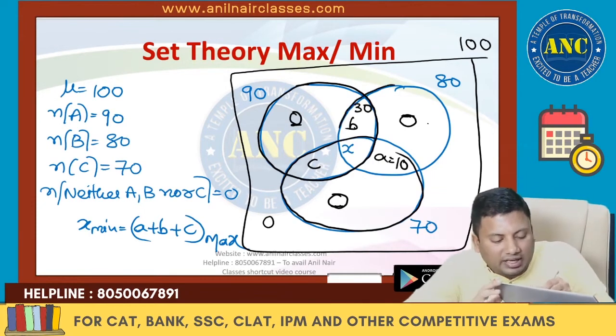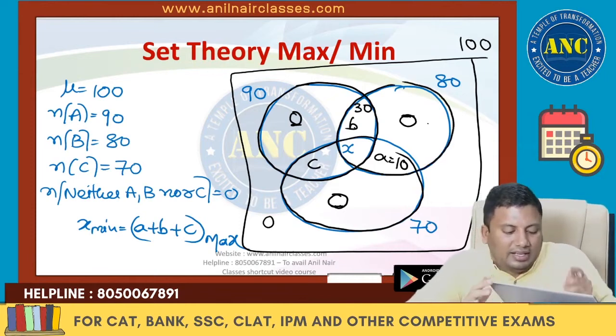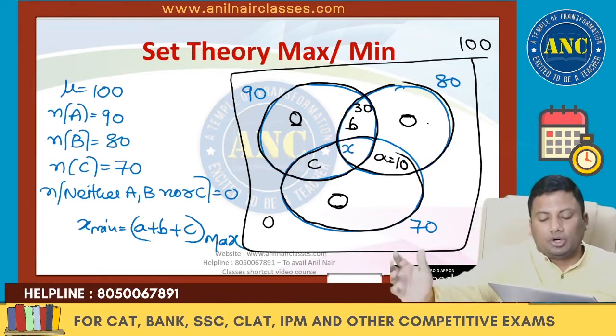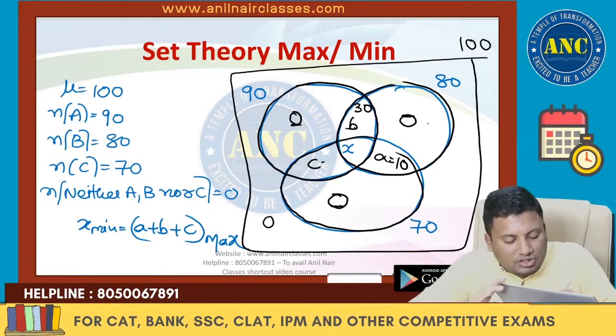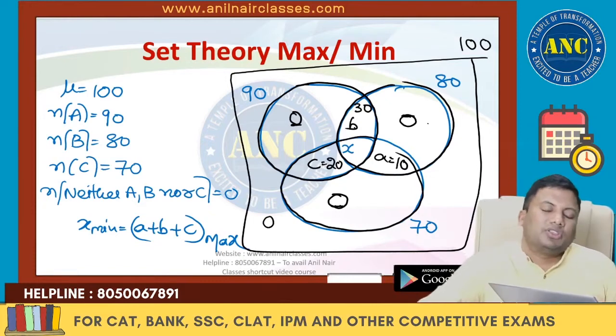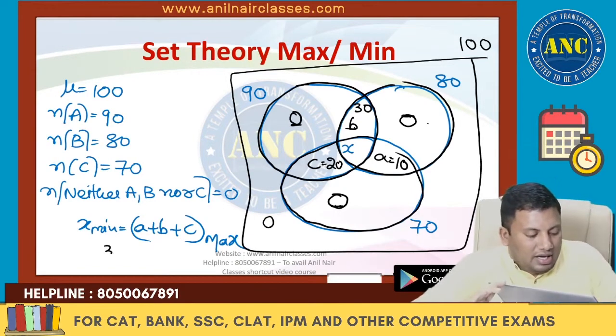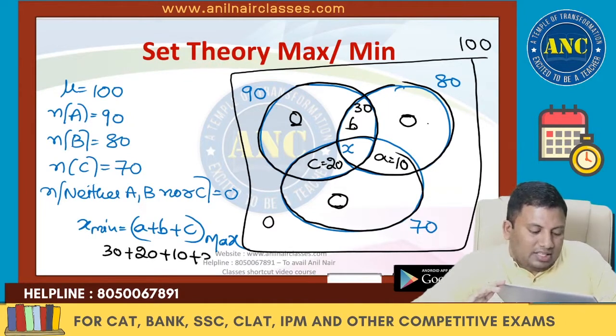If this entire circle value is 80, the remaining 3 should be 20. So give C value 20. Are you all with me? So the answer is 30 plus 20 plus 10 plus X, and the remaining all are 100. So X value is nothing but 40.